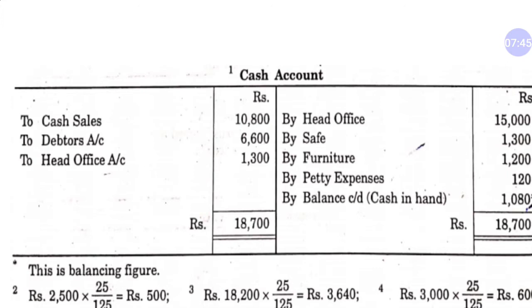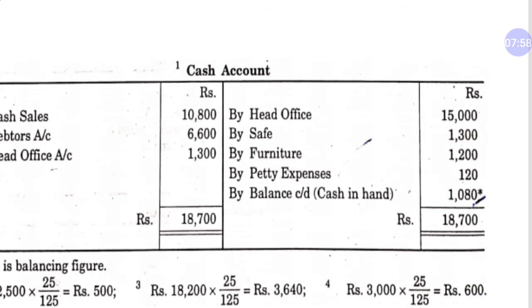So to credit sales, to cash sales, it will increase our cash amount. To debtors, which we receive from debtors 6,600, and to head office, what we receive from head office. So the total amount of cash received is 18,700, and out of this we paid 15,000 to the head office. We utilized 1,300 for purchasing of safe. We utilized 1,200 for purchasing of furniture, and we paid 120 as petty expenses. So the remaining amount is the balance of cash which is in hand. It is 1,080.